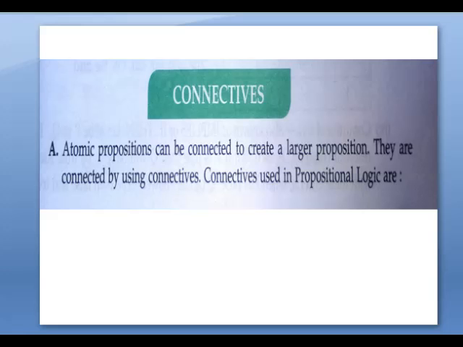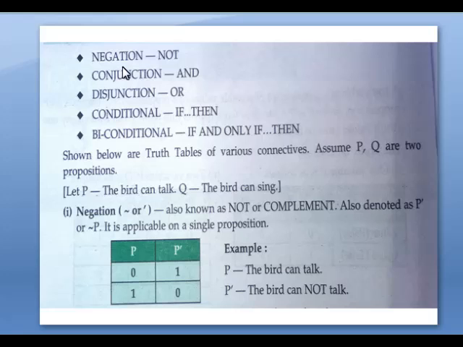What are the connectives used in propositions? The first one is negation. Negation means not. Conjunction: if we are multiplying two values, that is conjunction, the and connective. The next one is disjunction: if we are adding two numbers, the connective word is or. Then conditional, if then, one direction. Then biconditional means if and only if then.